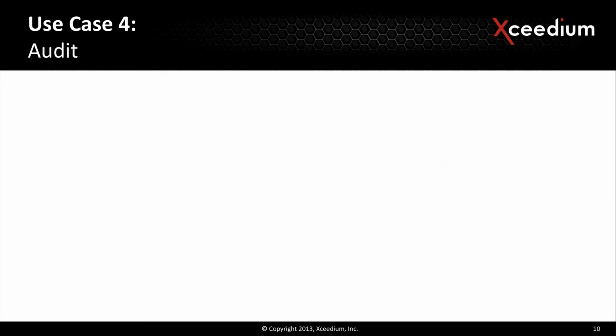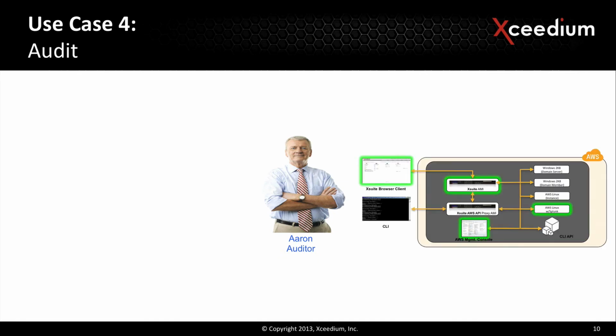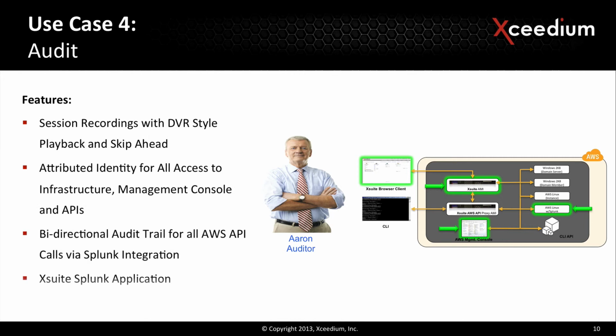In the final use case, you'll work as Aaron, an auditor who only has access to Xsuite session recordings in the Splunk application running on the Linux server. You'll see how Xsuite's DVR-like playback makes it simple to review recordings, and how Xsuite is able to attribute each session to an individual user. You'll also learn how Xsuite's API proxy captures a full, bidirectional audit trail of AWS Management API calls for easy review in Splunk.